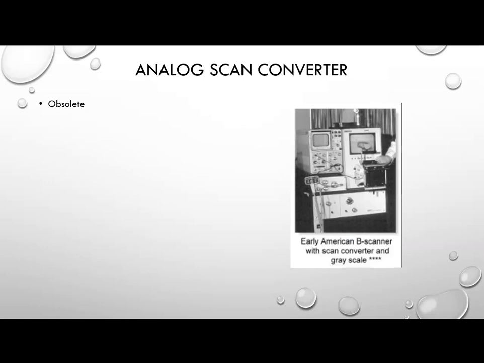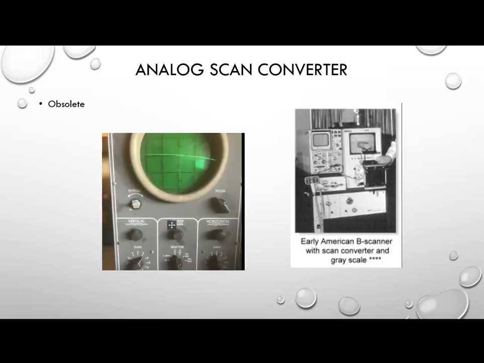Analog scan converters, like most of the stuff that we've been learning about so far, are obsolete. This is an old B scanner with an analog scan unit. If you've ever seen an oscilloscope tracing in electrical components, that would be another version of an analog scan converter.